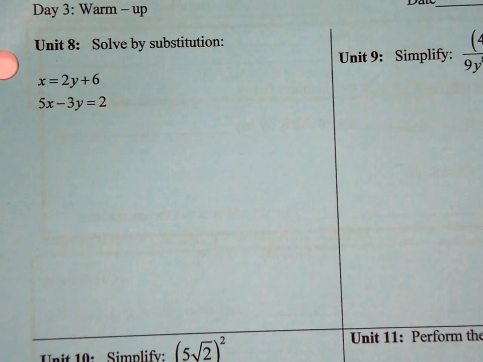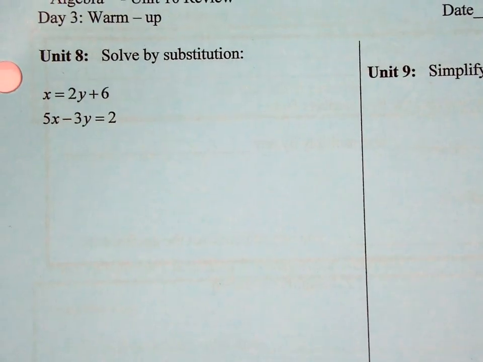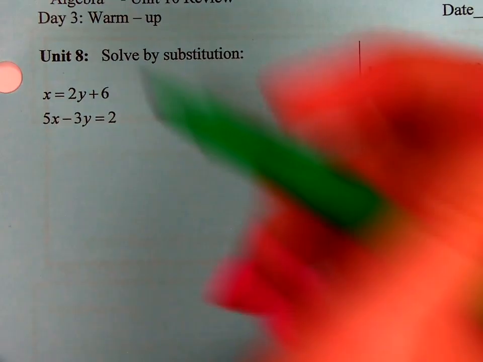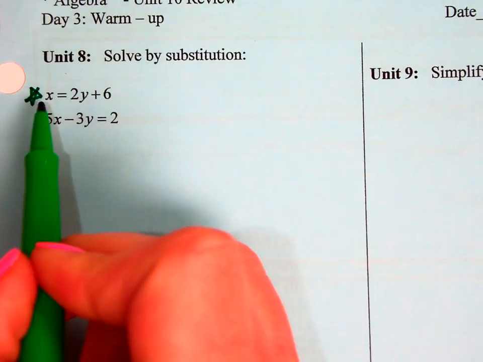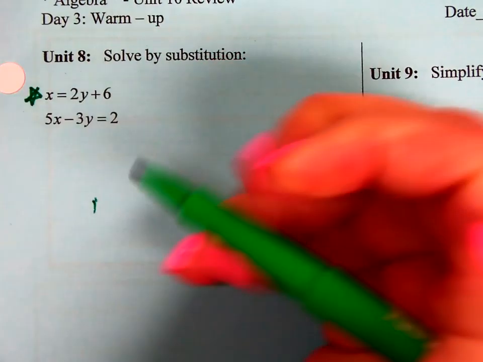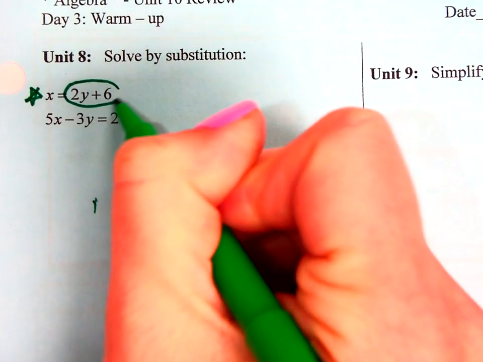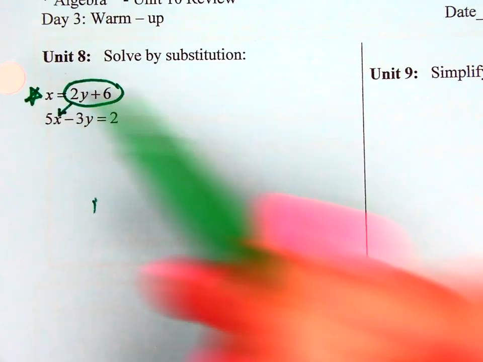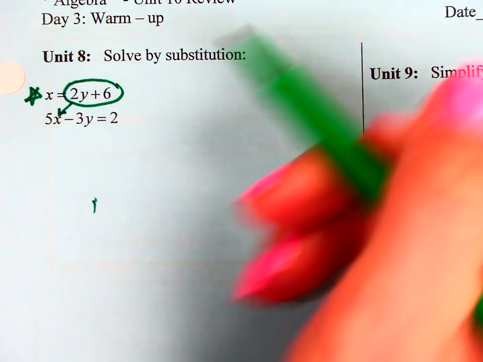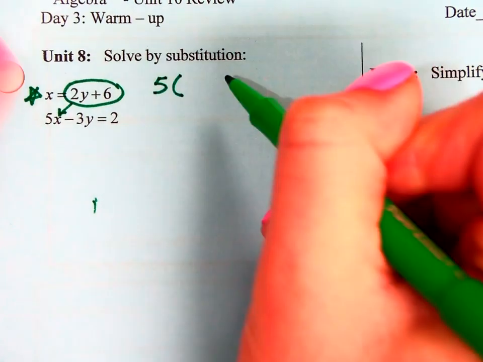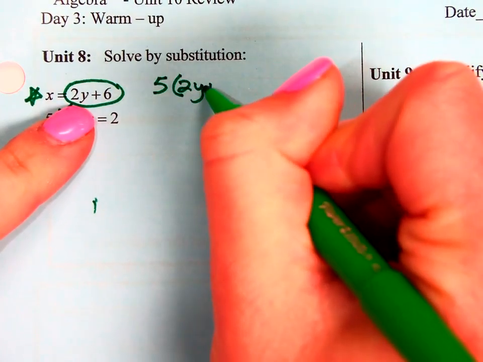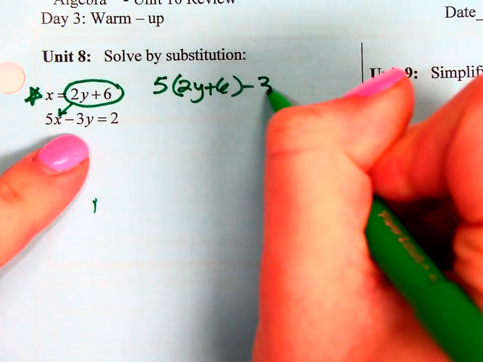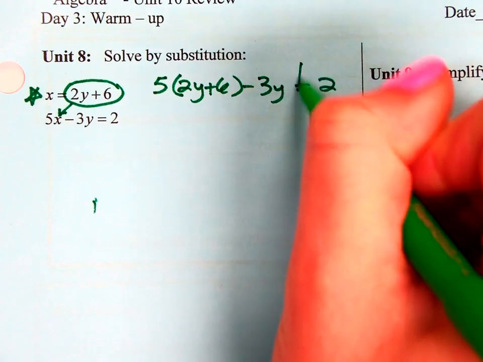So let's start out with Unit 8, which is solving a system by substitution. Now we should already know that this is substitution even without the instructions because, again, there's a variable by itself. So since it says x equals, we're going to take the other piece and plug it into the other problem, and since it's x equals this will replace the x. So your first line would say 5, and then instead of x, we put the 2y plus 6 minus 3y equals 2, and now we just need to solve.